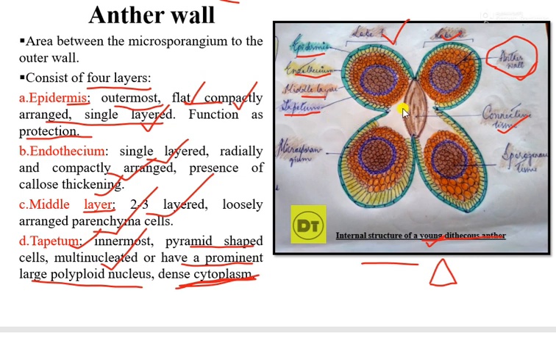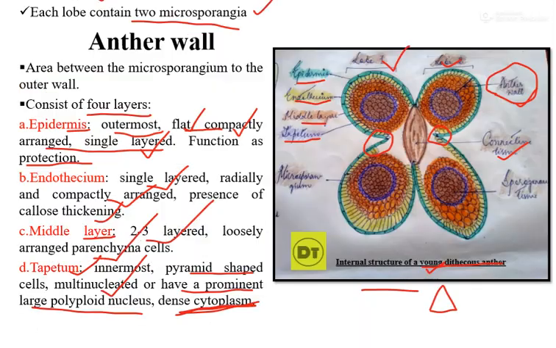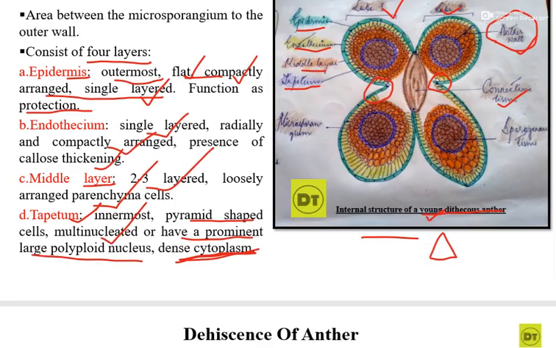Now which is the point of dehiscence in this anther? This portion will be the point of dehiscence of an anther. Except these 2 points, these three layers become fibrous, okay. Therefore since it becomes fibrous, which part is non-fibrous? These two parts will only be delicate, and through this part the anther dehiscence takes place, okay, clear?